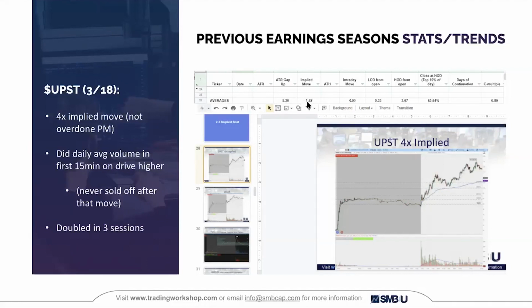They'll have an implied beat of 1.6. Intraday, you'll get a 4 ATR move on average. Low of day from the open is within half an ATR from the open, and high of day is over 3.5 ATRs away from the open.